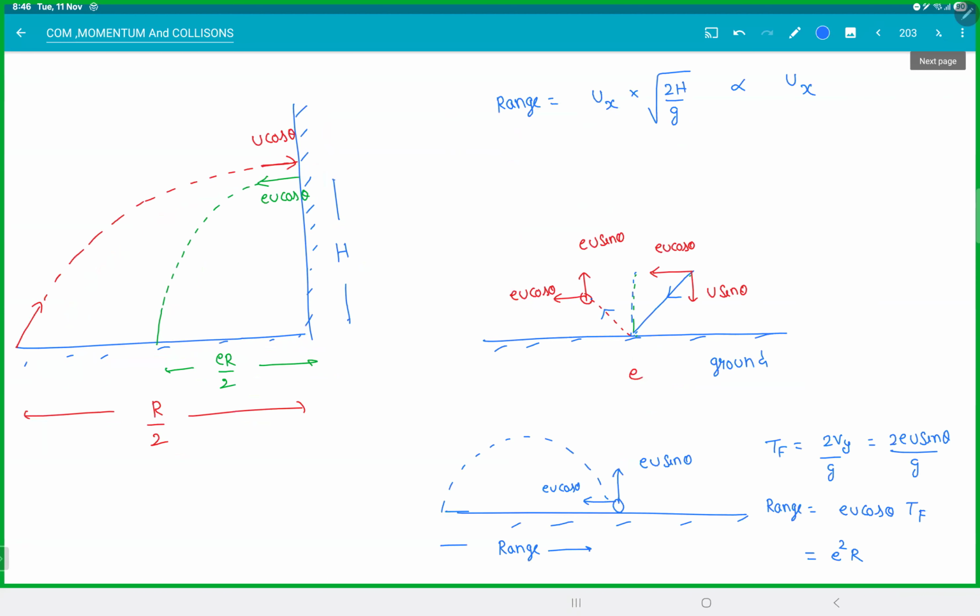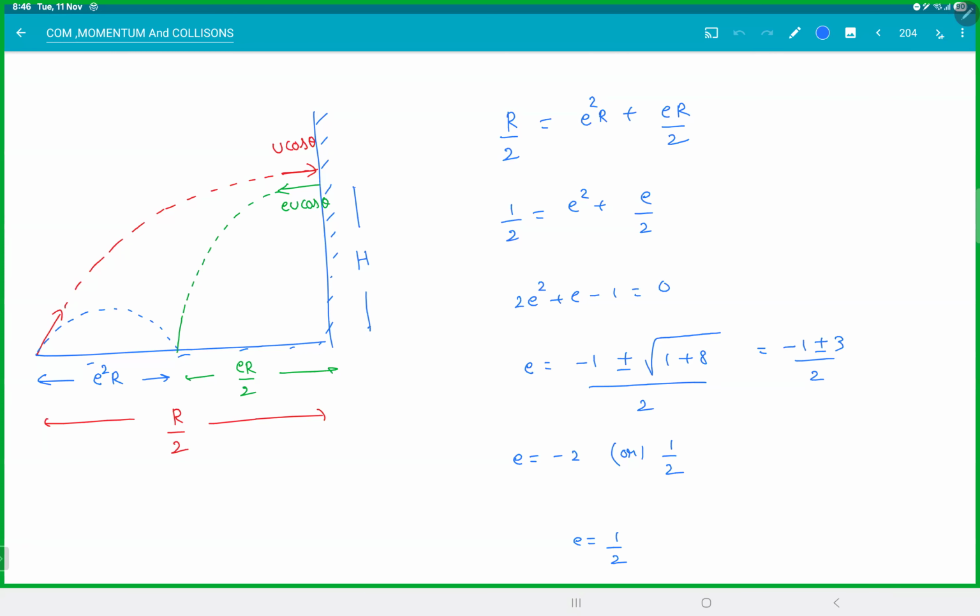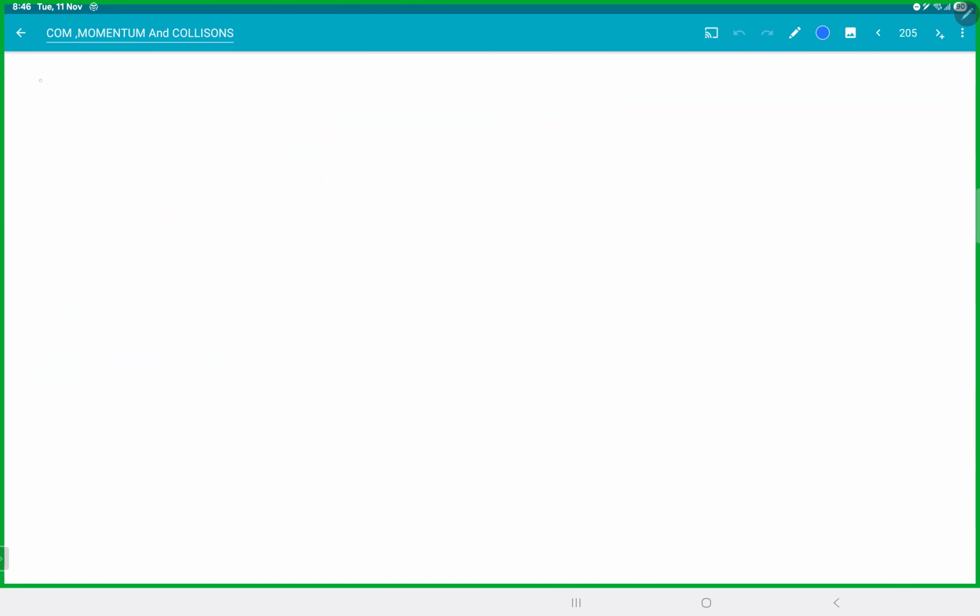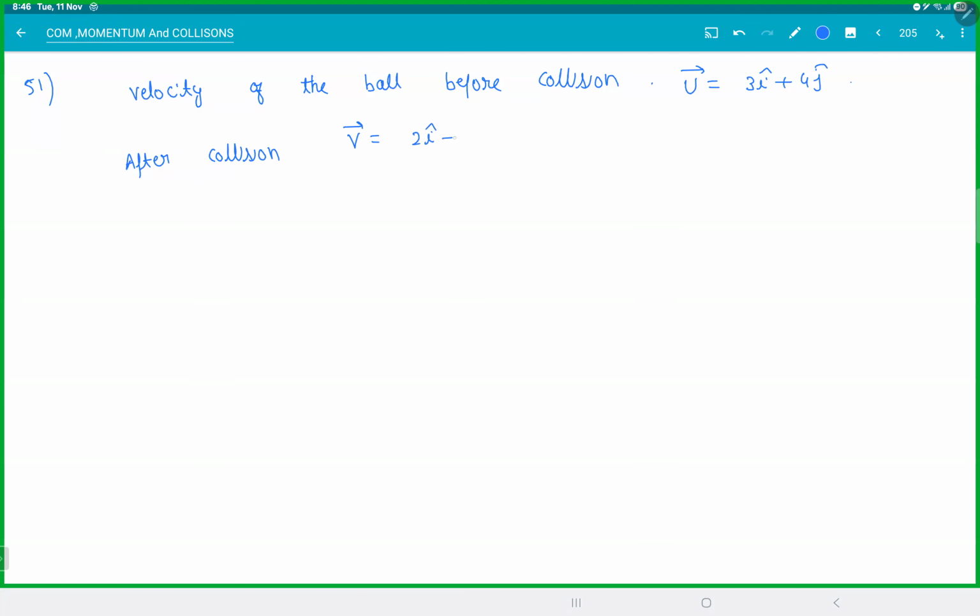It's a good one based on projectile and oblique collisions. This is another one. Velocity of the ball before collision, let's call it u bar, is 3i plus 4j. After collision, the velocity v bar becomes 2i minus j. Find the coefficient of restitution.